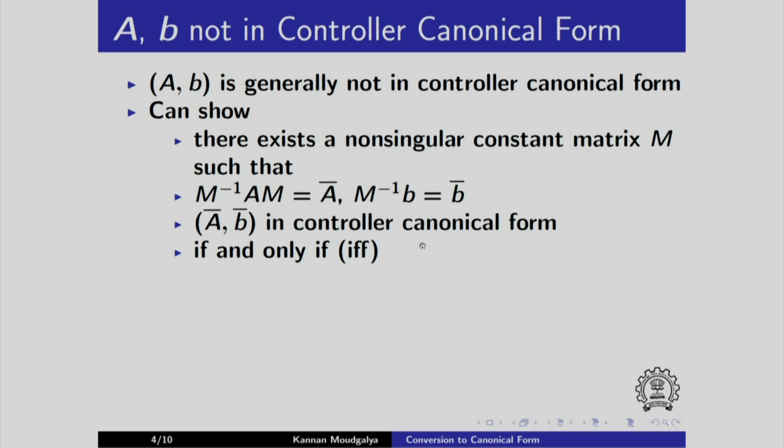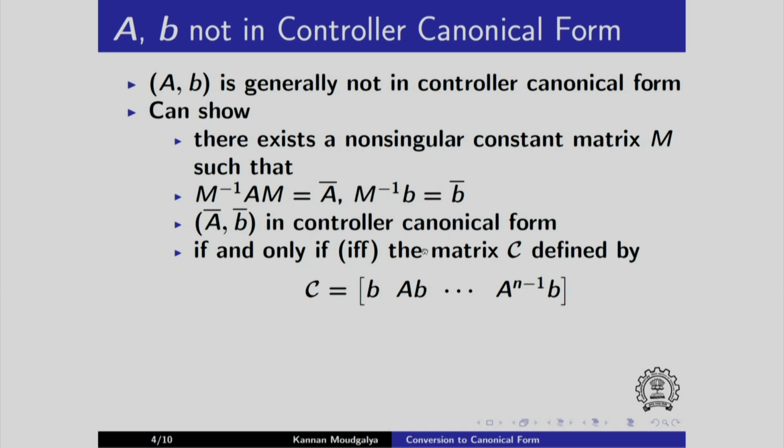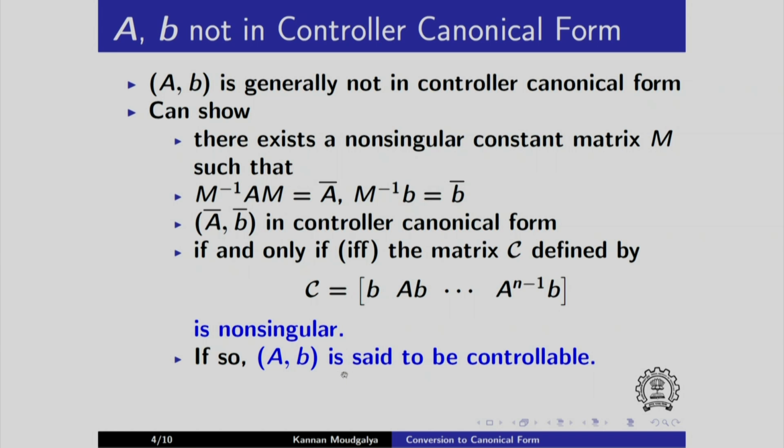And this is possible if and only if, which we will often abbreviate as IFF, the matrix script C, defined as B, AB all the way up to A^(N-1) B, where N is the dimension of A, is non-singular. That is, we can do this transformation to the desired form if this script C is non-singular. If so, A comma B is said to be controllable. We will see the implication of this in a subsequent video.